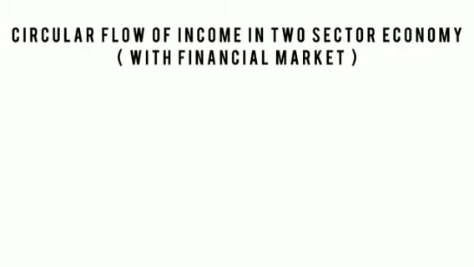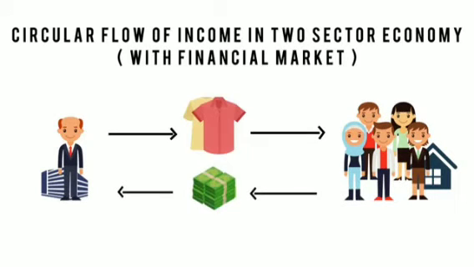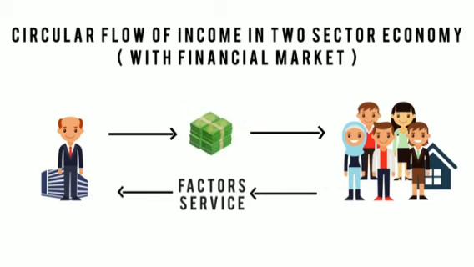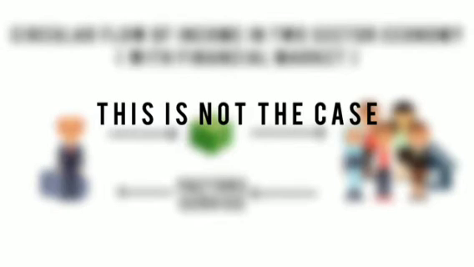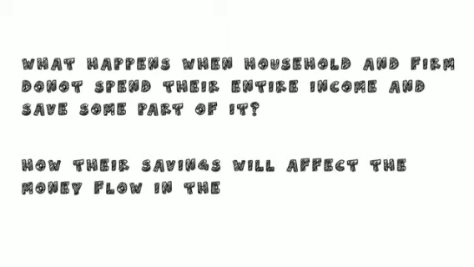In the previous variant of circular flow of income, we assumed that the household spent the entire part of their income on goods and services, and that the firm pays off the factor services with the entire income earned. In reality, this is not the case. In this variant we'll see what happens when household and firm do not spend their entire income and save some part of it, and how their saving will affect the money flow in the economy.